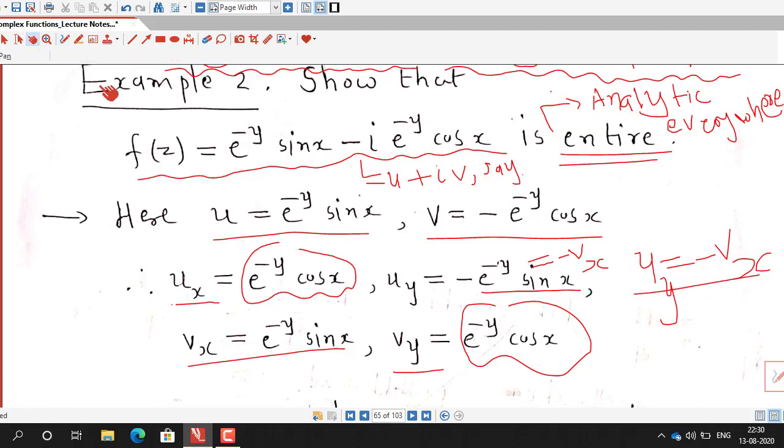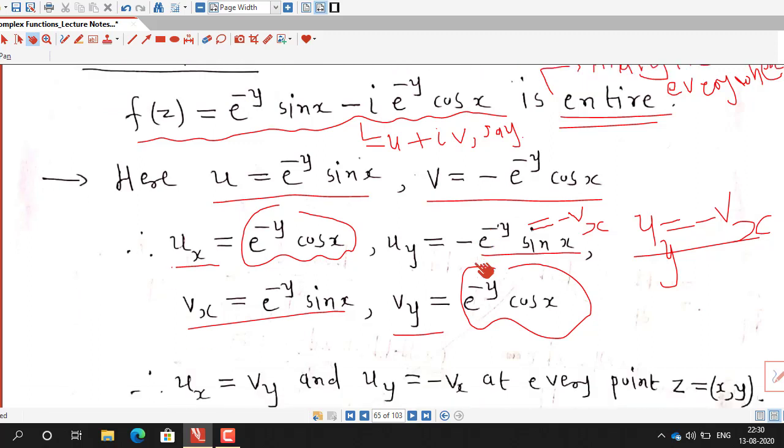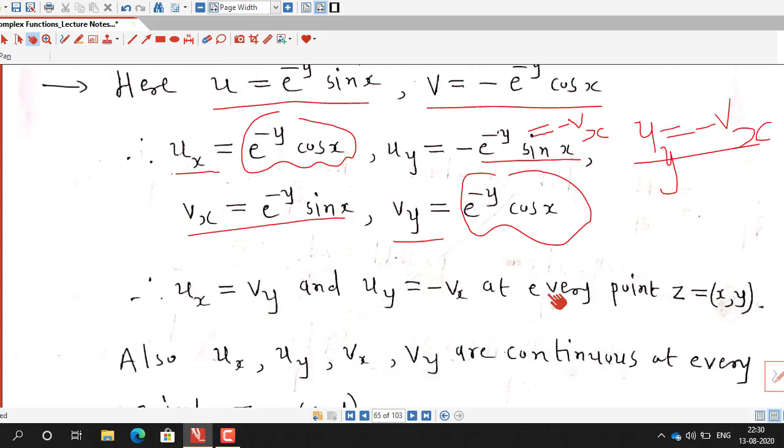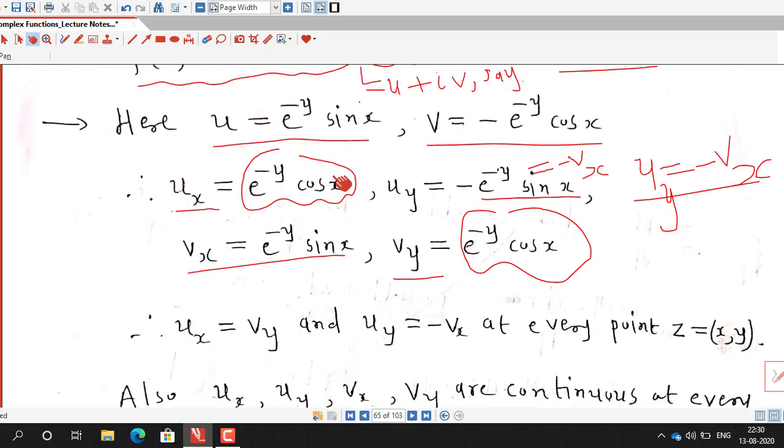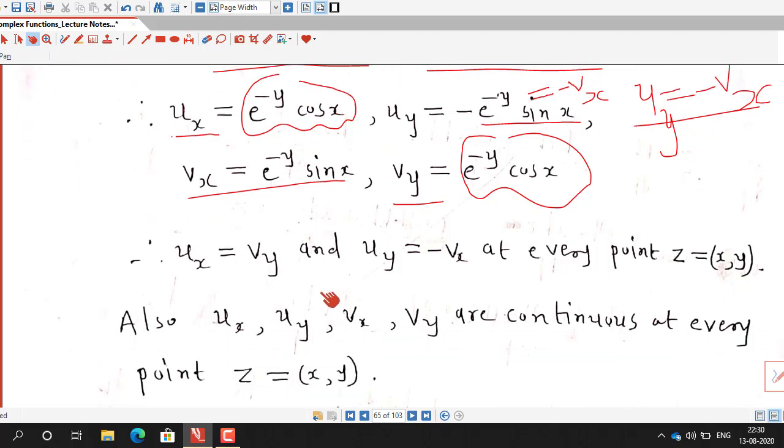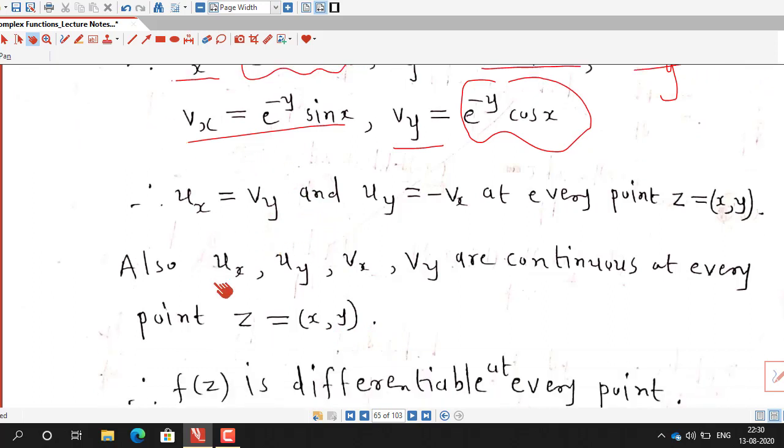That means both Cauchy-Riemann equations are satisfied at every point in the complex plane, and also these functions are continuous at every point in the complex plane, because we know that trigonometric functions sine and cosine are continuous everywhere, and exponential function is also continuous everywhere. Therefore we can write that ux, uy, vx, vy are continuous at every point z equal to ordered pair xy. So both the conditions for differentiability are satisfied.